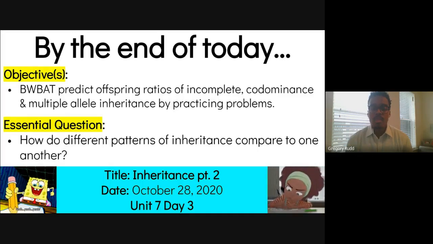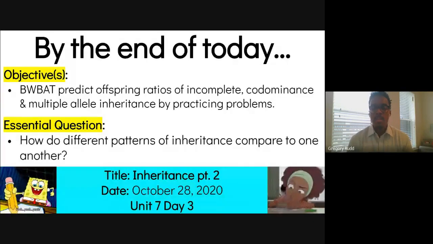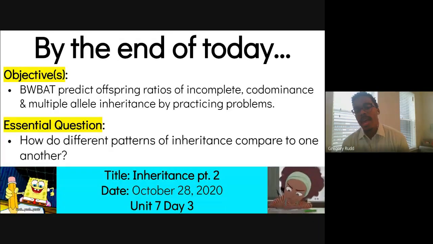So always, you should write down the title of the lesson, which is Inheritance Part 2. You should write down the date, which will give you an opportunity to come back and look for this specific lesson. Today is October 28th, 2020. And you should also write down that it is Unit 7, Day 3.